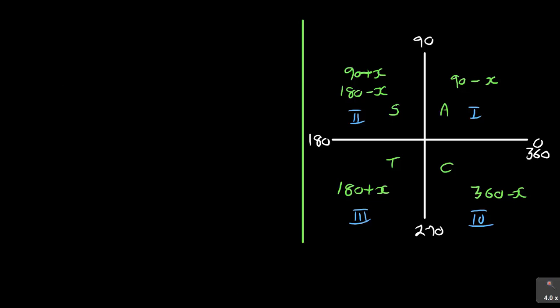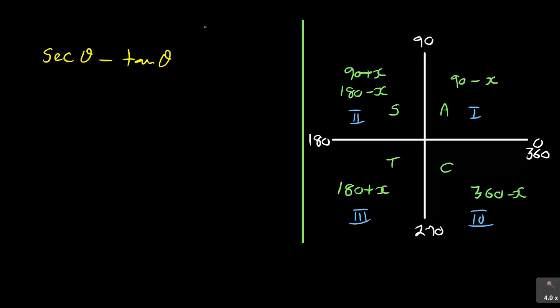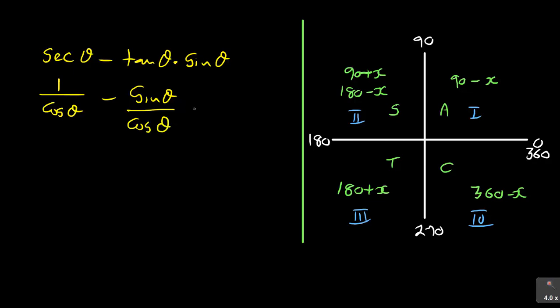So if I have it here, it's sec theta minus tan theta, sine theta, times, it means it's multiplying. So this is what I'm having. So now how do I simplify? Remember, sec is 1 over cos theta, that's the first part, minus tan, you convert tan into sine theta over cos theta, we have dealt with this, multiplied by sine theta.